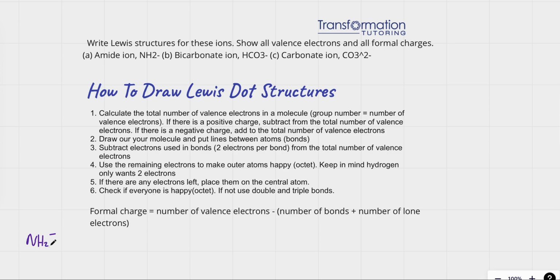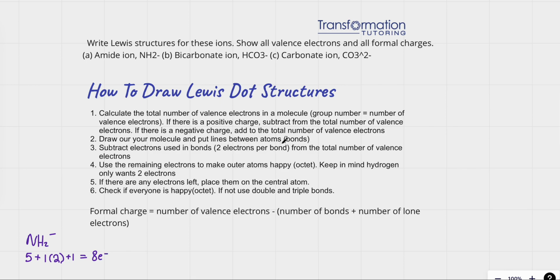For this ion, we have nitrogen, and nitrogen is in group number 5, so it has 5 valence electrons, plus we have a hydrogen, which is in group number 1, so it has 1 valence electron, and there are 2 hydrogens, so we multiply by 2. And also we have to take care of this charge. This is -1, and we said that if there is a negative charge, we have to add. How much do we add? -1, so there is 1 extra electron, so we add 1, and we will get 8 valence electrons total.